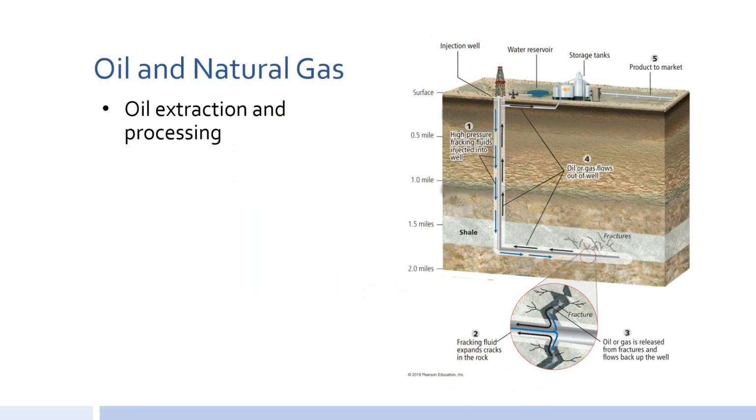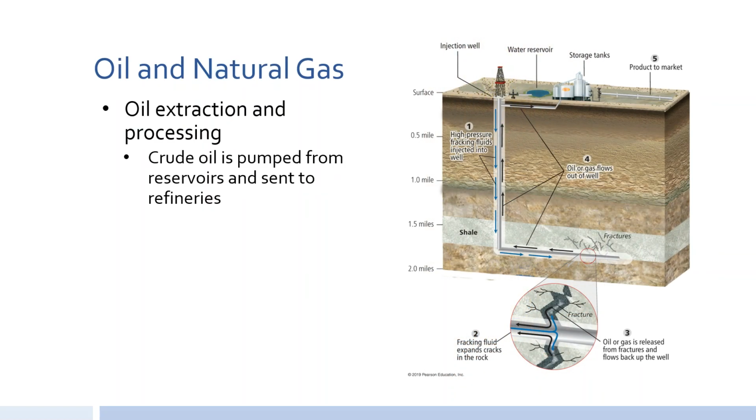And so how do we extract oil and how do we process it? Crude oil is pumped from reservoirs and then sent to refineries. So we can see these pumps, you can see them offshore if you drive up the coast of California. We have them out in the ocean. If you drive through the Central Valley, you'll eventually see some around Bakersfield, especially.